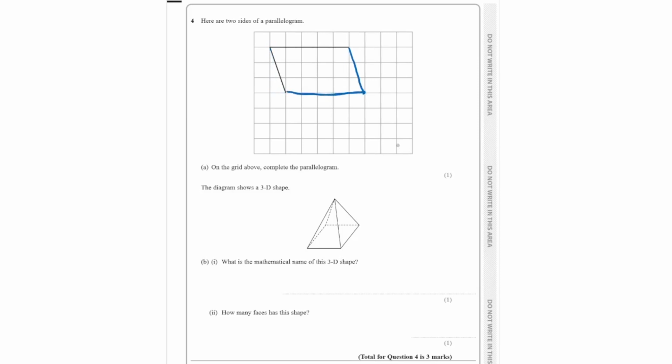as shown. The diagram shows a 3D shape. What is the mathematical name of this 3D shape? This is a pyramid. Here.